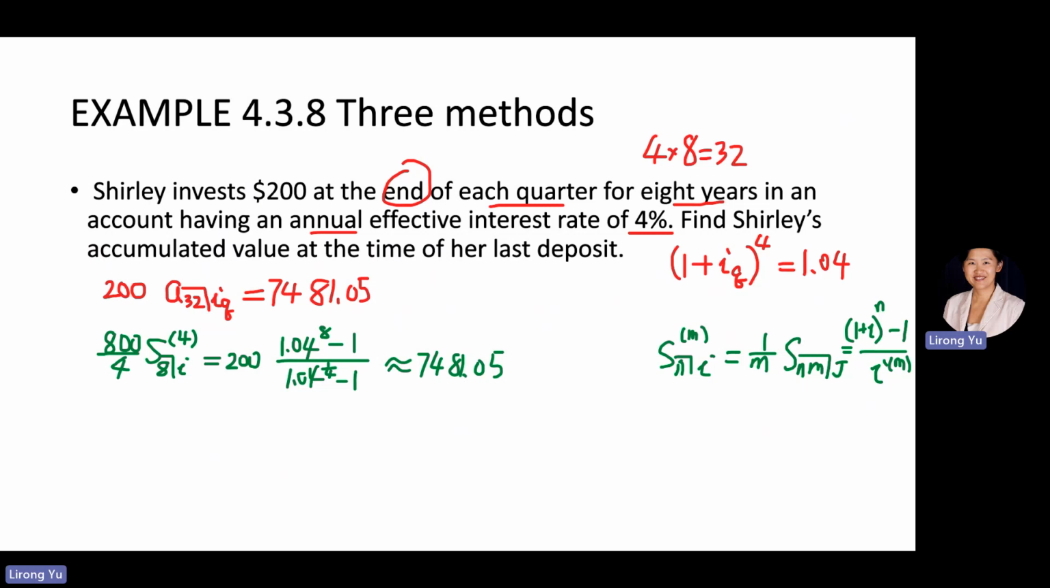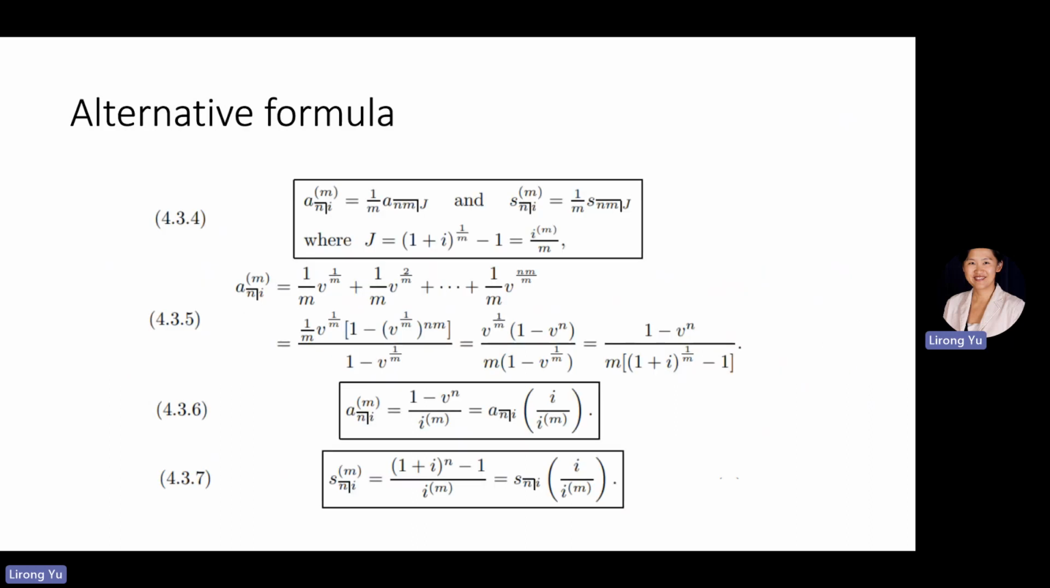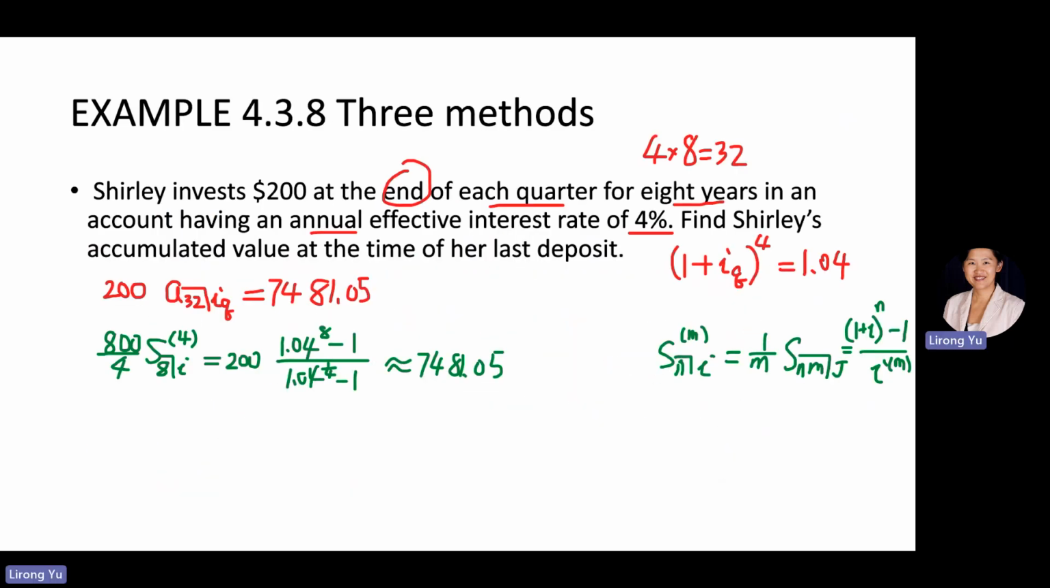What's our problem? I should turn that A32 to S32. If we're doing A32, that definitely is a present value calculation, so the notation should switch. All right, the green one is actually utilizing the formula 4.3.7, which indicates if you want to calculate the cumulative value S_m, if the payment is m, so we're doing S, how many years? 8 years.